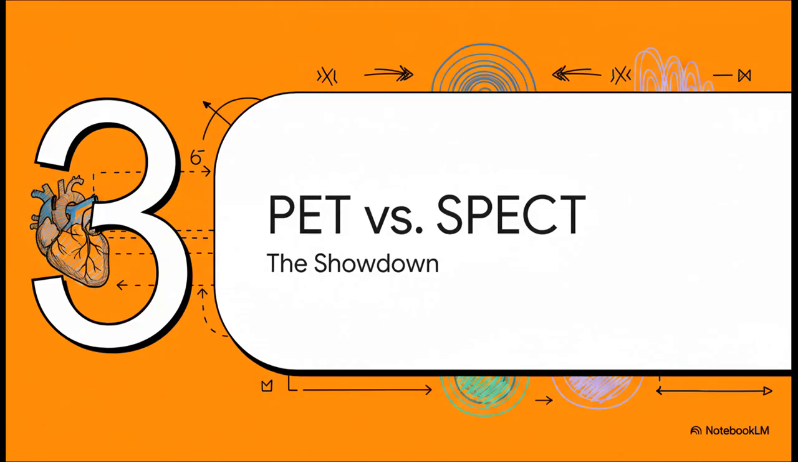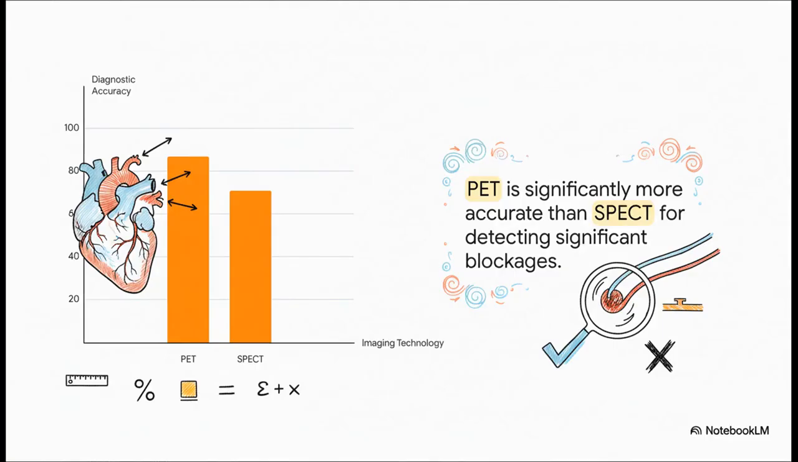Okay, so that's the theory. But let's look at the evidence. How does this newer PET technology really stack up against the older standard, which is called SPECT? I mean, the data really speaks for itself, doesn't it? When you're talking about accurately spotting a significant blockage in an artery, PET imaging is hitting 87% accuracy. SPECT? Only 71%. That 16-point gap is huge in medicine. It means fewer misdiagnoses and a lot more people getting the right treatment way sooner.